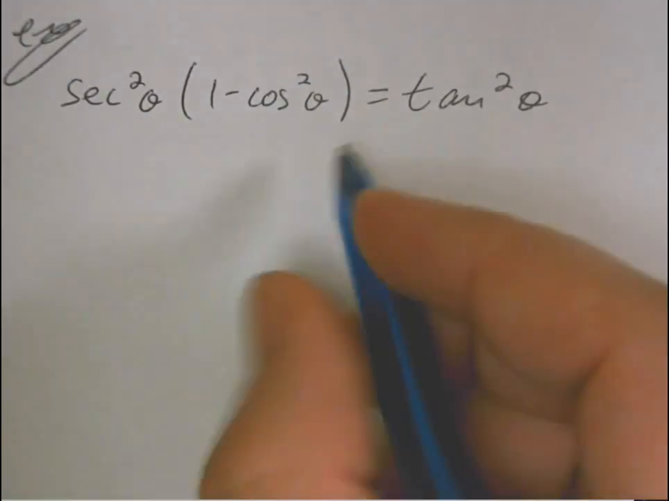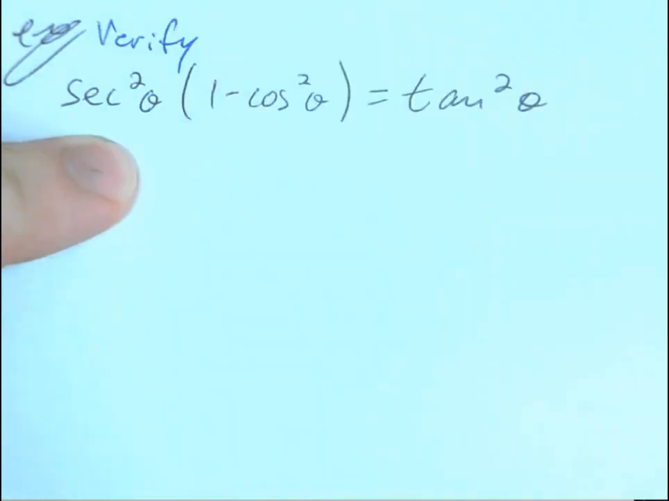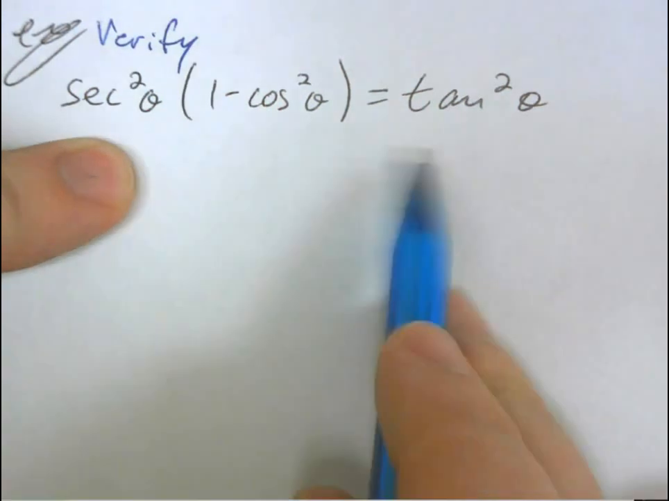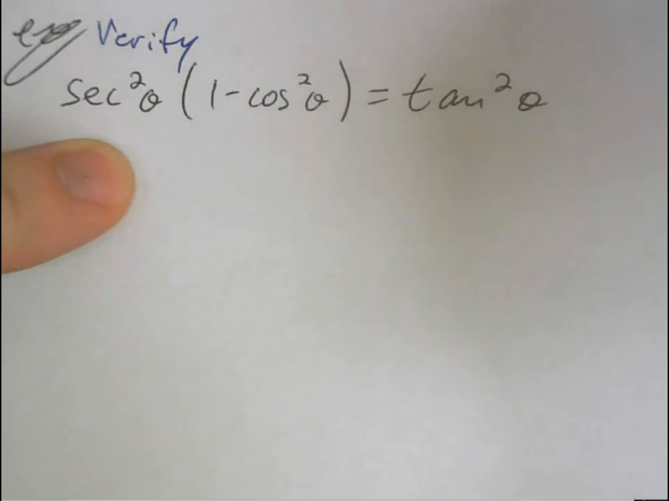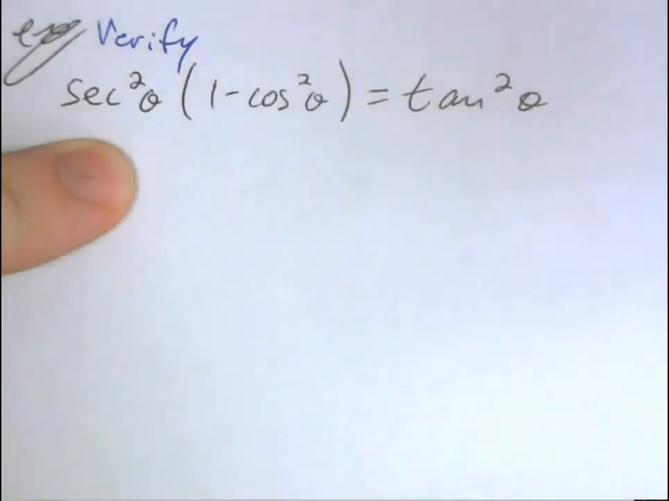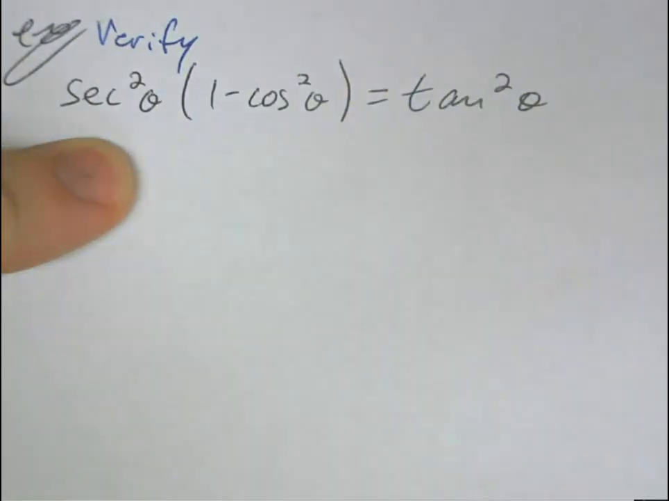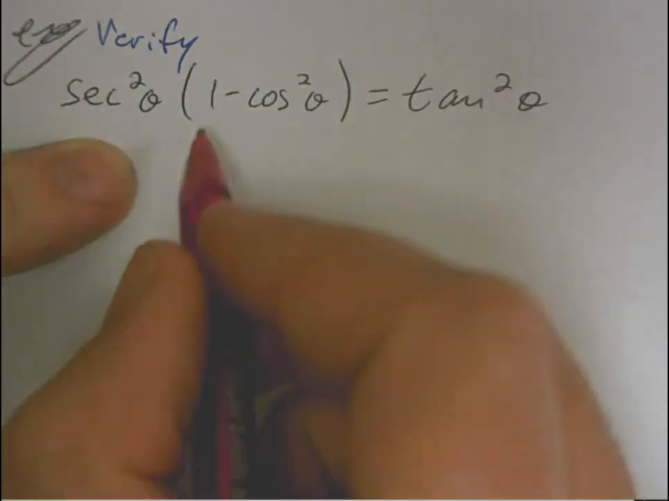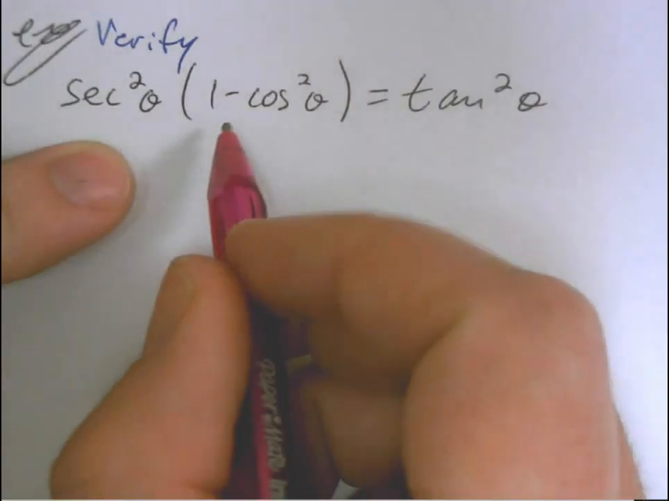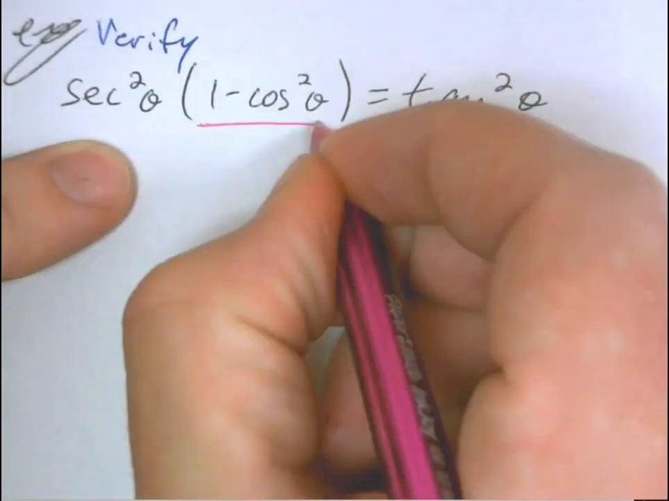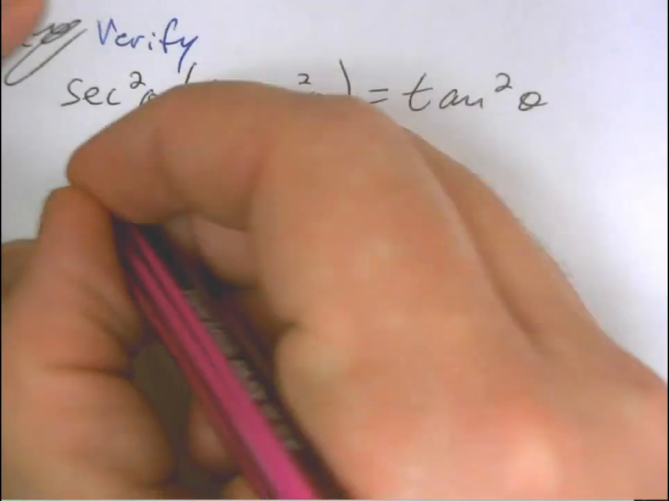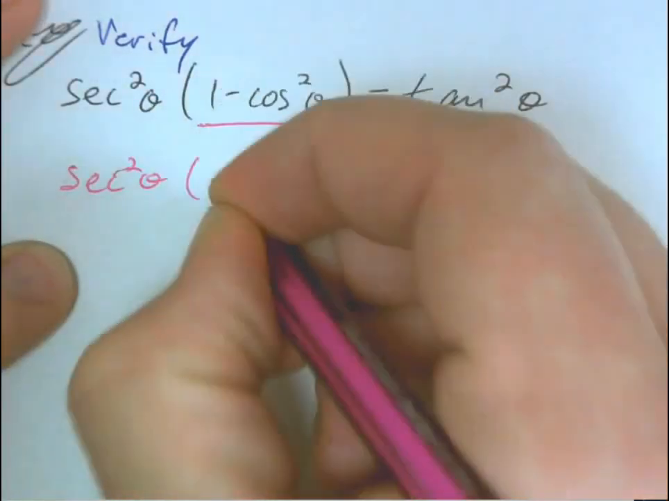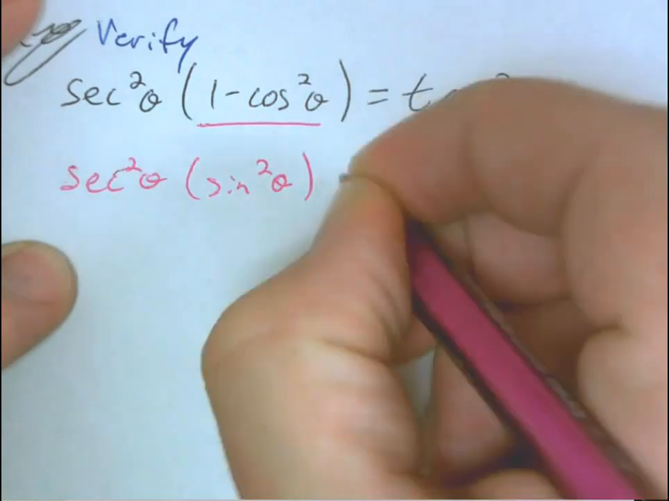So with this one, I'm trying to prove, this will say verify, that secant squared times 1 minus cosine squared theta is equal to tangent squared theta. I will tell you that to start out with, it is going to be easier to simplify the side with more things on it than it will be to create things. So in this one, I see that my left-hand side has more stuff with it, and I know that 1 minus cosine squared, well, that's my Pythagorean identity, that's sine squared. So this is secant squared theta times sine squared theta equals tangent squared theta.